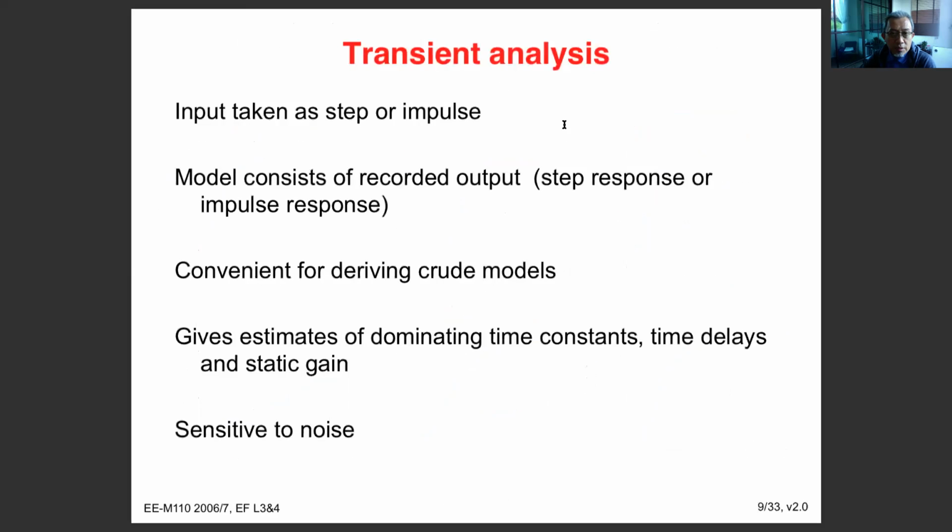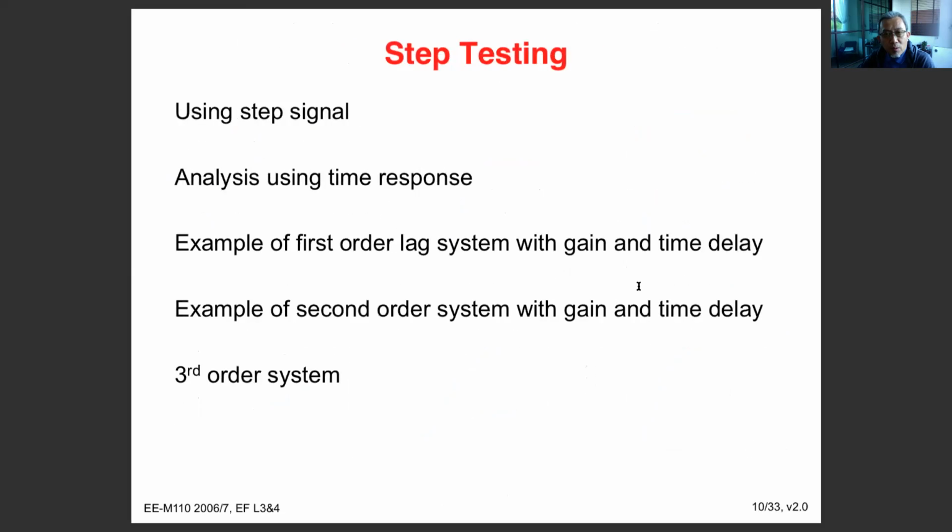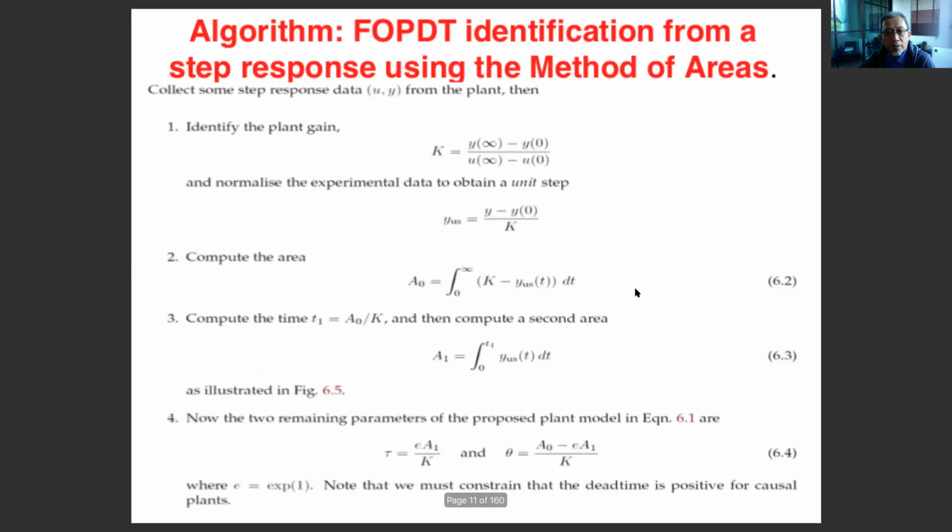In transient analysis, we can use a step or impulse. We must record the output. This transient analysis is convenient for deriving crude models. It can give you information on static gain, time constant, and time delay, and it is definitely very sensitive to noise. We will see some examples of first order, second order, and third order systems. There are many methods to derive the mathematical model from the step response.